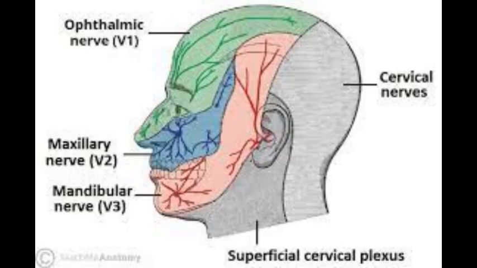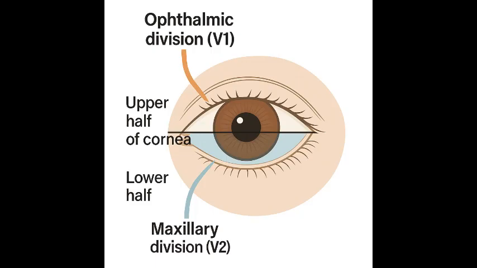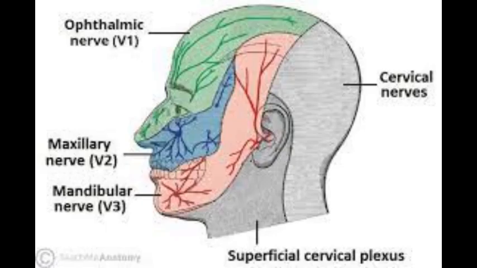The V2 division supplies sensation to the lower eyelid, lateral nose, upper lip and cheek, lower half of the cornea, conjunctiva, and iris. It also supplies the mucous membranes of the maxillary sinus, the lower nasal cavity, hard and soft palate and upper gum, the teeth of the upper jaw, and the dura mater of the middle cranial fossa.